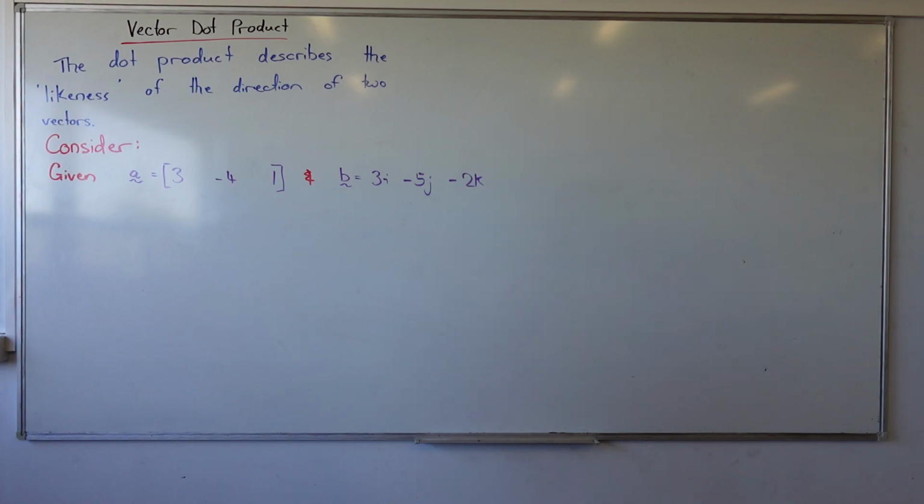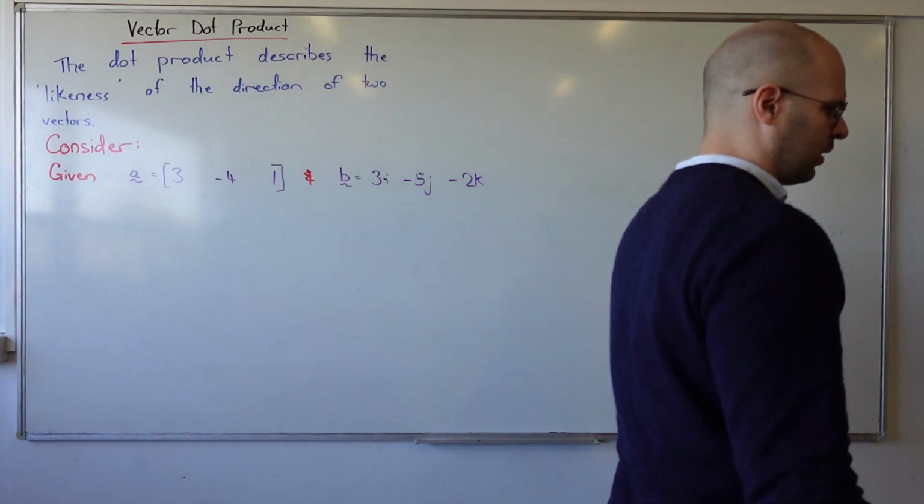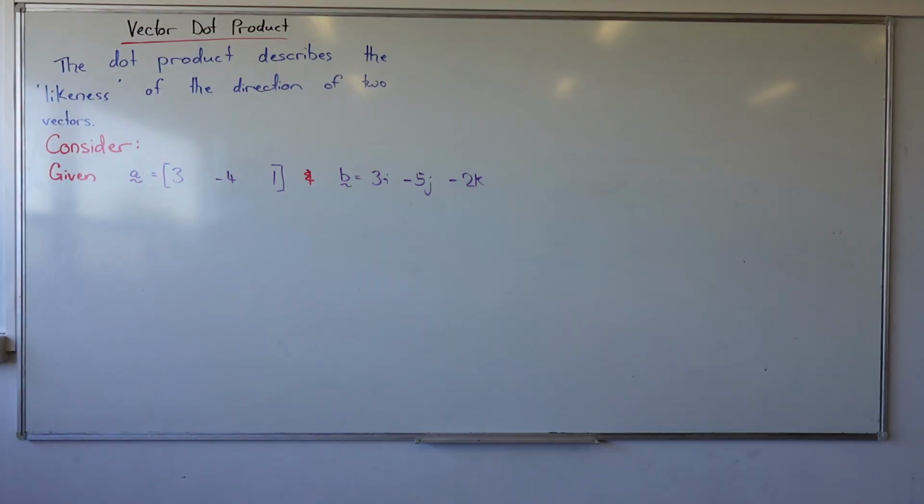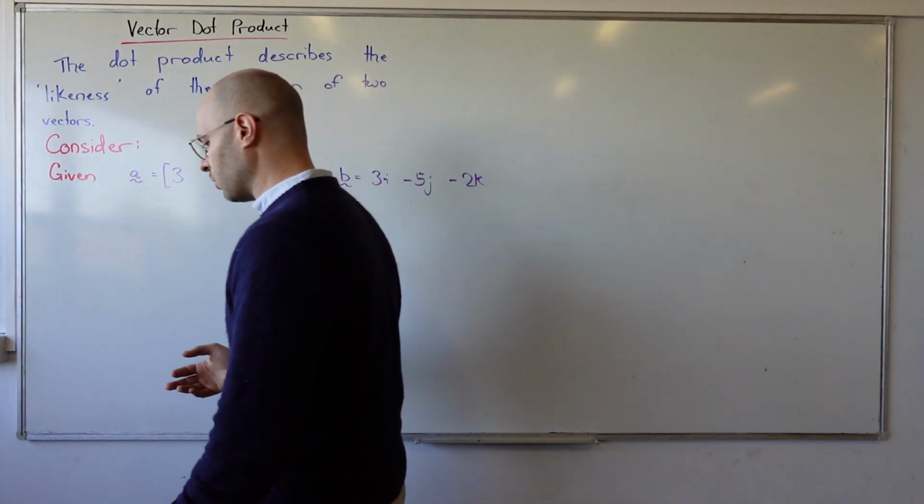What we're going to look at today is called the dot product. It's an operation we do with vectors. Now the dot product is useful because it tells us the likeness of the direction of two vectors. Before we go into how we determine the likeness from it, we'll look at the operation.